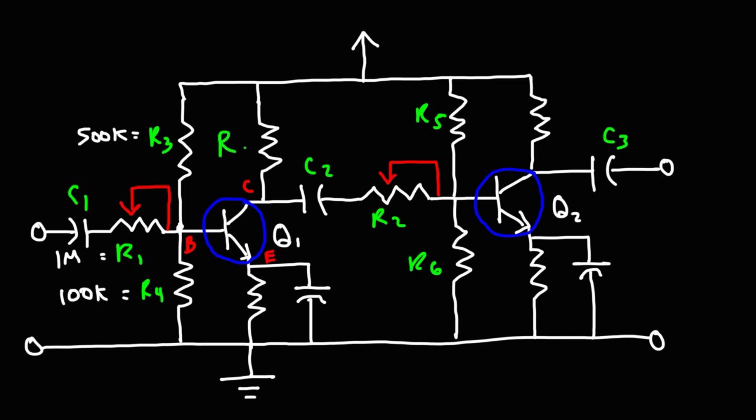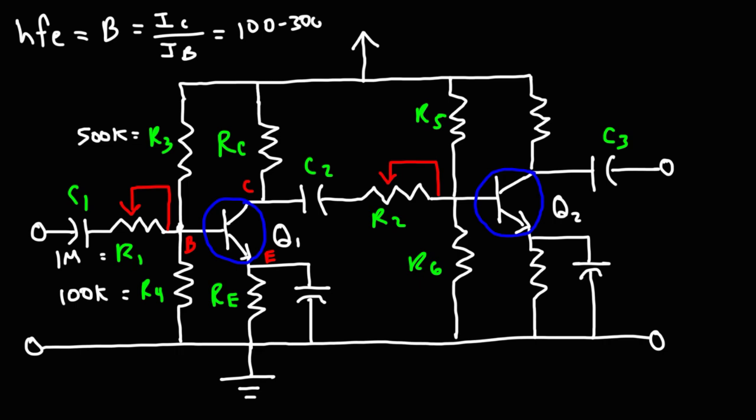Now let's call this RC, the collector resistance, and RE, the emitter resistance. Another thing that you need to keep in mind when designing an amplifier circuit is the hFE, or the beta value of the circuit. Beta is the ratio of the collector current to the base current. And for a typical NPN transistor, this could vary between 100 and 300. So that tells you the current gain of the transistor.